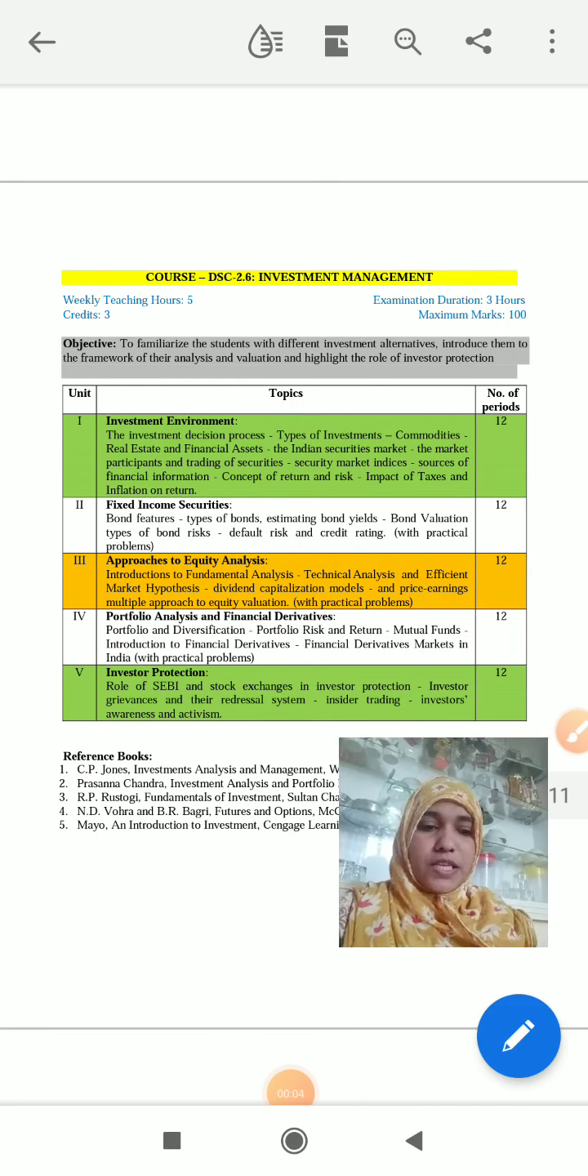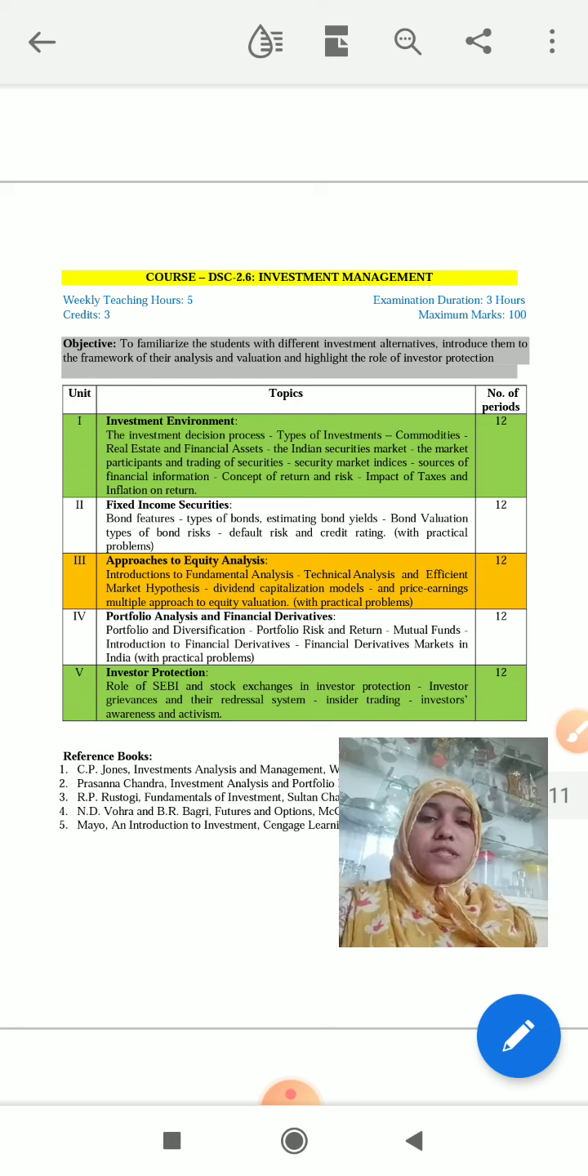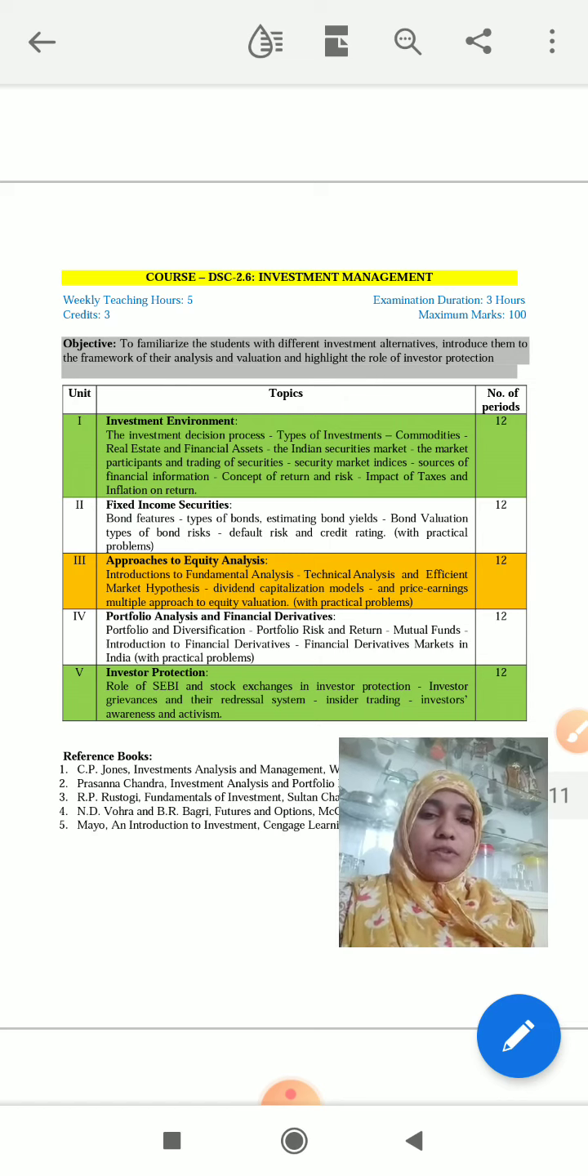I am T A Hulikatti, Department of Commerce, going to engage the Investment Management subject for BCom second semester as per the RCUB newly CBCS syllabus. Before going to the syllabus, I just want to give you a brief discussion about investment management.